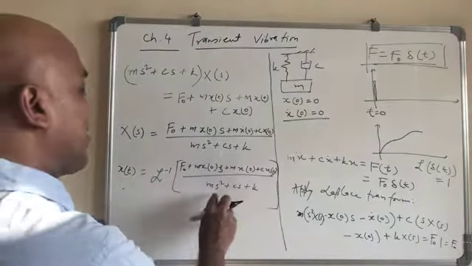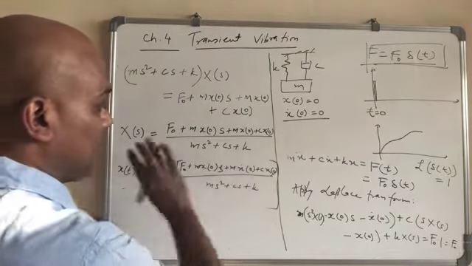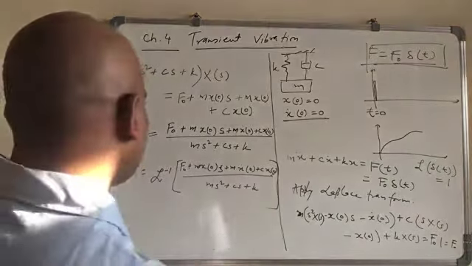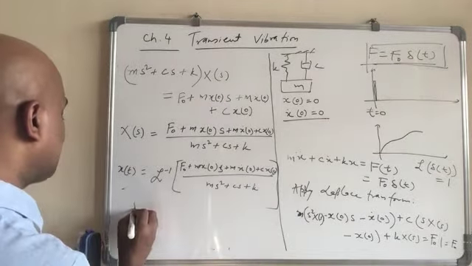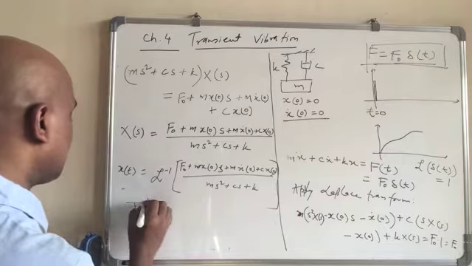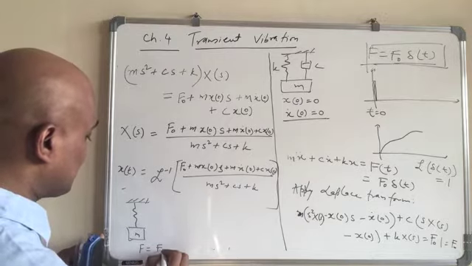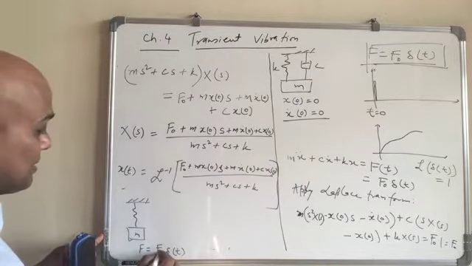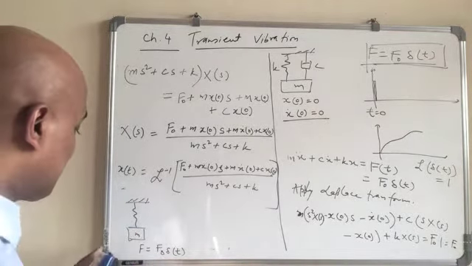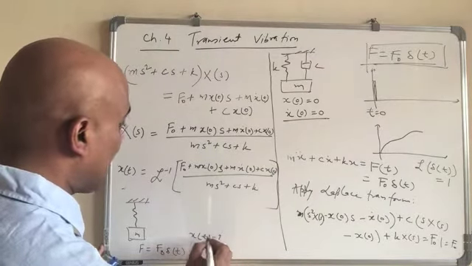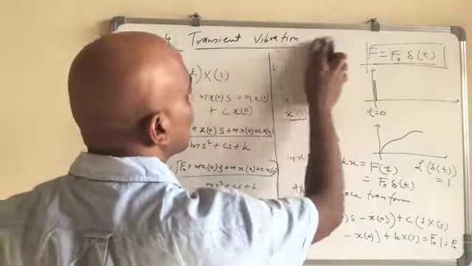As we know, it all depends on zeta, where zeta is c over 2 root km, and accordingly the solution will be different. Let us say we want to apply this to a simple spring and mass system only. So for this, if F equals F naught delta t is the impulse force you apply, then what will x(t) be in this case? We make c equal to 0 in this case, and let us see what it looks like.